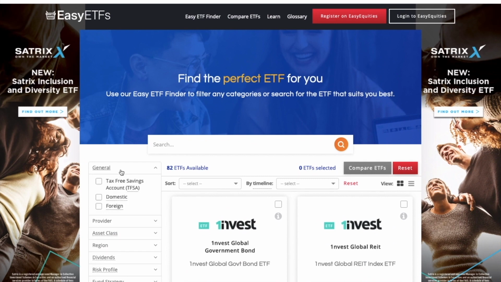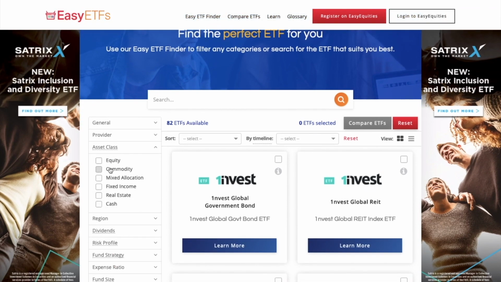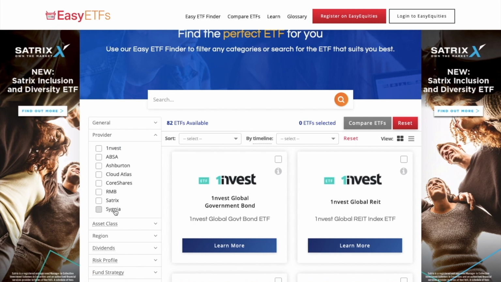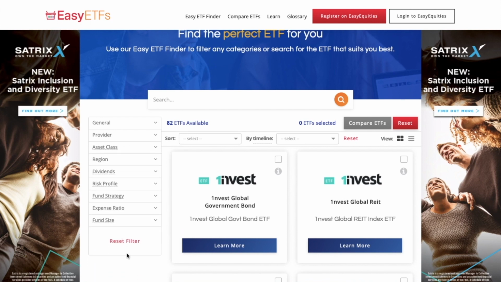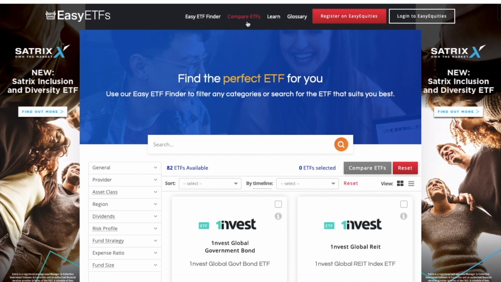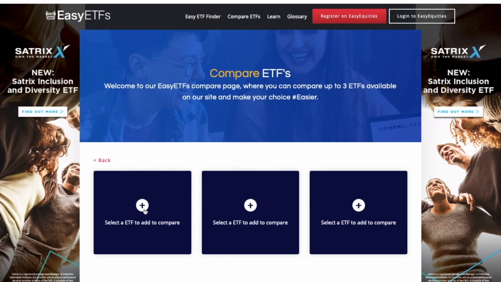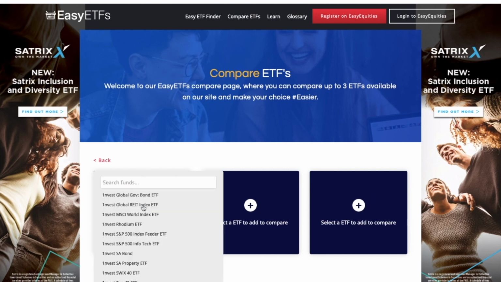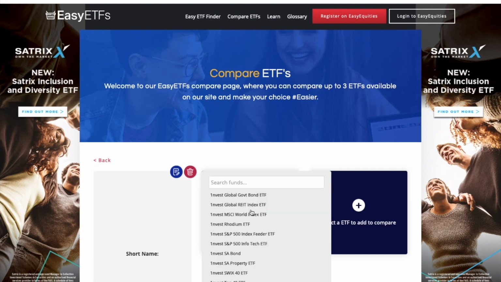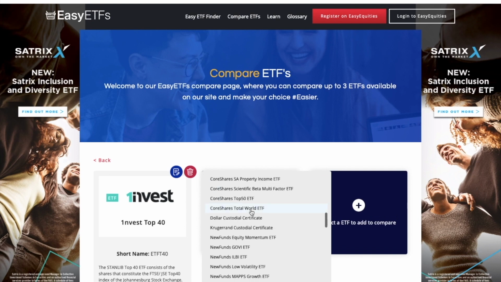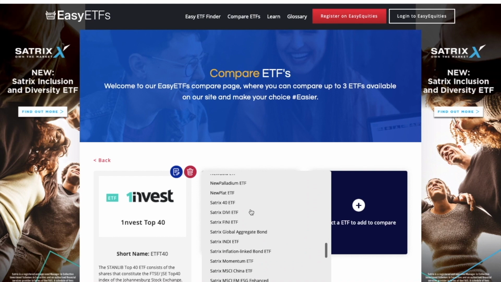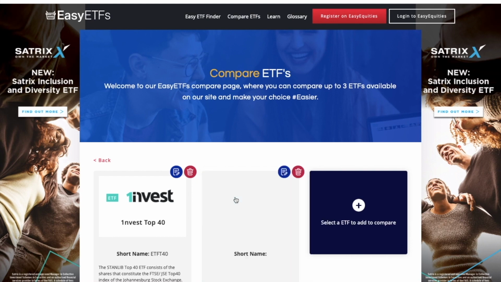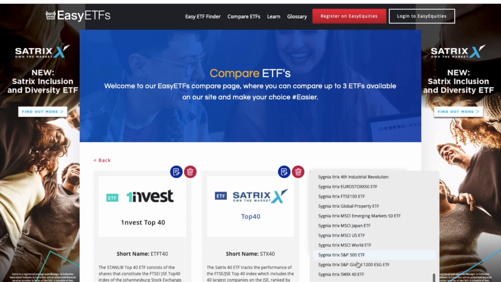So general will give you the TFSA, South African or foreign ETFs, and then you can have a look at the asset class if you want equities, commodities, mixed, cash, etc. and the providers of the ETFs as well. So we're not here for this though. We want to compare. You can see we can have 3 comparisons. Let's have a look at 3 JSE Top 40 ETFs. So we'll have a look at One Invest, Satrix and Signia Top 40.